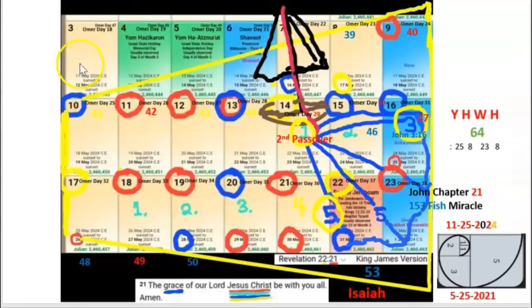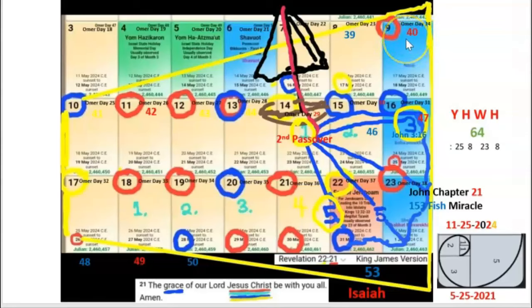Now, from the solar eclipse that we had on April the 8th, 2024, the Great American Eclipse, that created an Aleph and a Tav, or completed an Aleph and Tav. You know, Jesus Christ is the Alpha and Omega, or the Aleph and Tav. Now if you take a look, May 17th is 39 days from the eclipse. And Omer Day 24, that was May 18th, that's the 40th day.